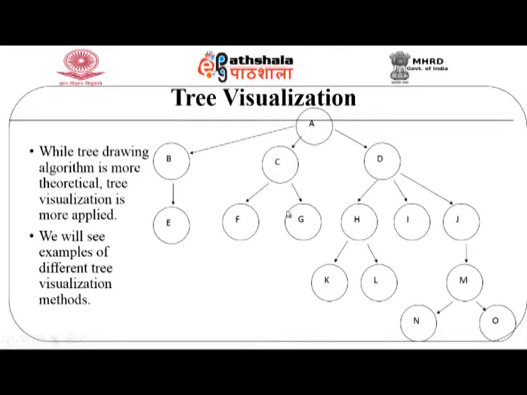This is one such methodology for visualizing a tree. You can see there is a parent node which is given the name A, and this A has child nodes B, C and D. Similarly, B has a child node E. E is called a leaf node of the tree. E, F, G, K, L, N and O represent the leaf nodes of the entire tree. A is called the root node of the entire tree.